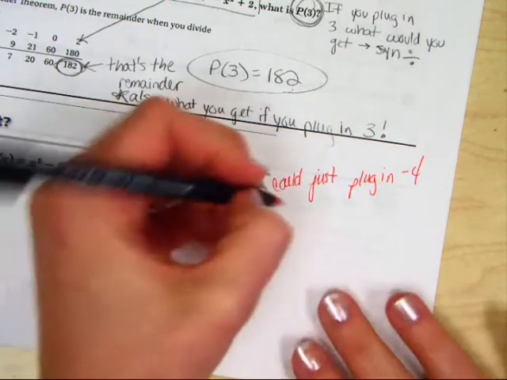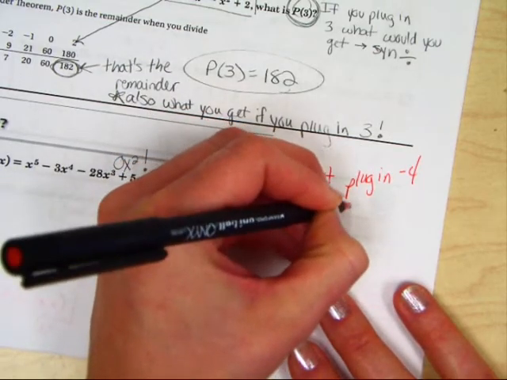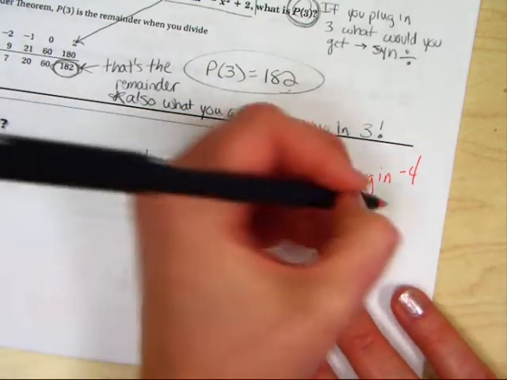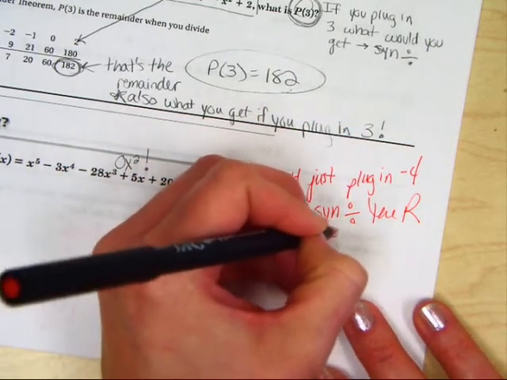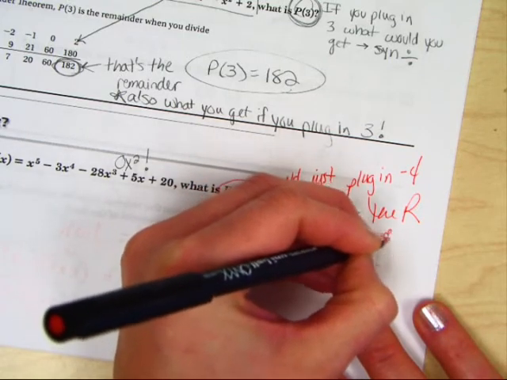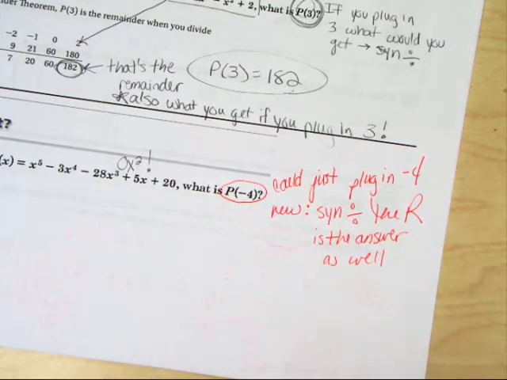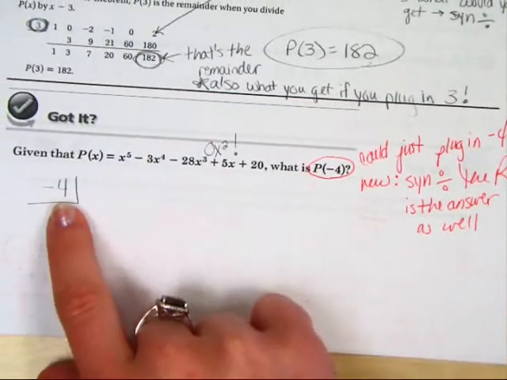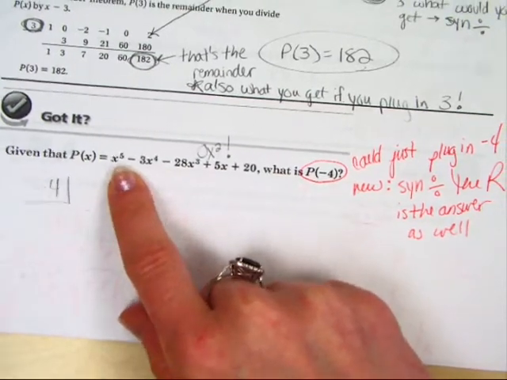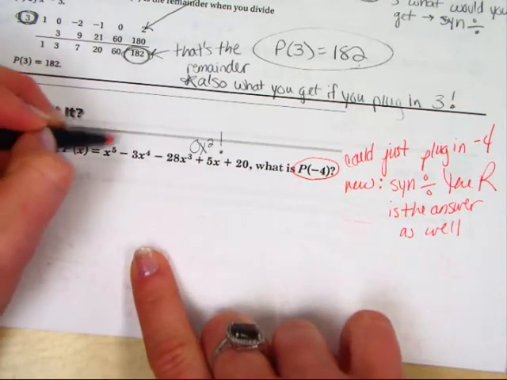But the new thing today is that if you like synthetic division, if you want to use synthetic division, the remainder is the answer as well. So you could plug in negative 4 and get an answer, or you can use synthetic division, and the remainder, whatever you get at the end, that's also what you would get if you plugged in negative 4. So you put negative 4 in your little box, and we just write the coefficients. We know it's 1, 3, 1, negative 3, negative 28.